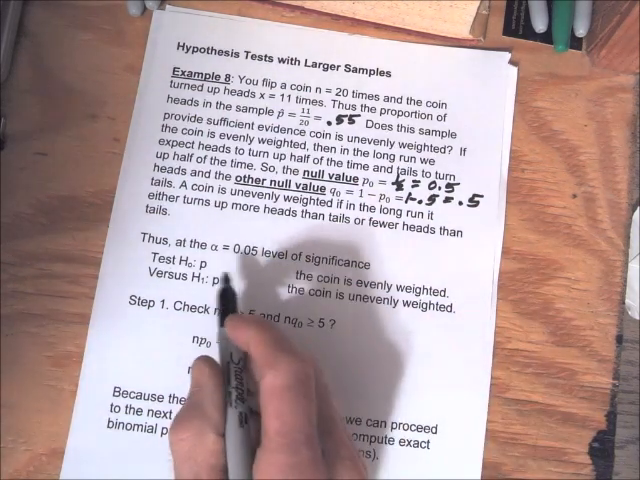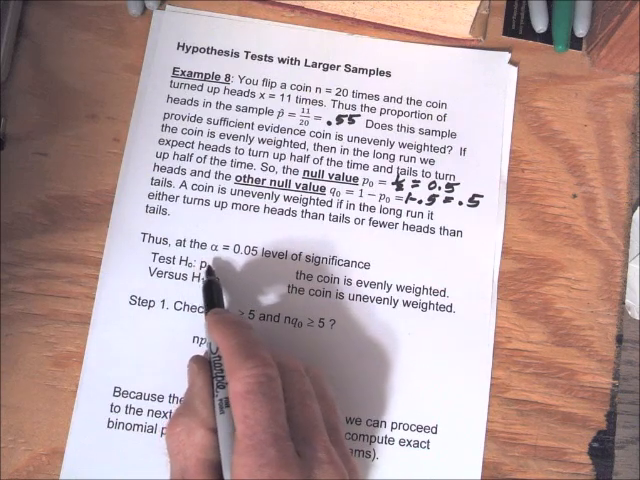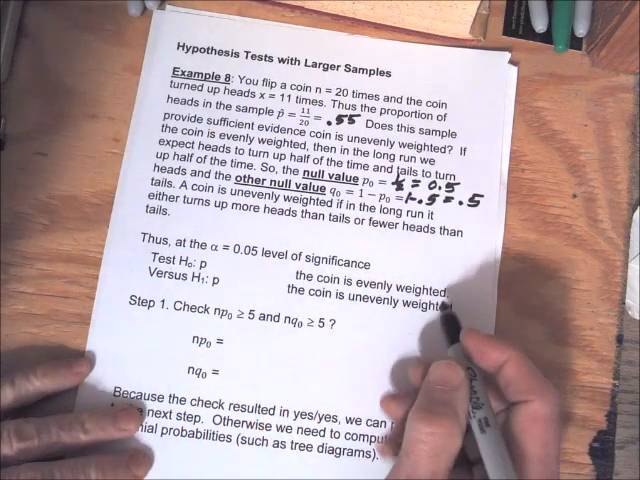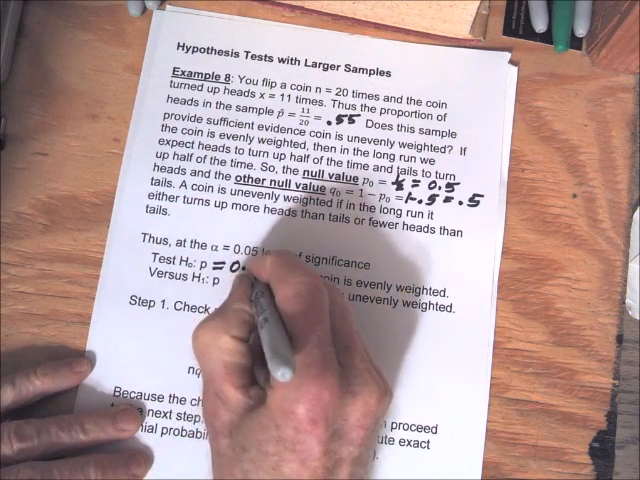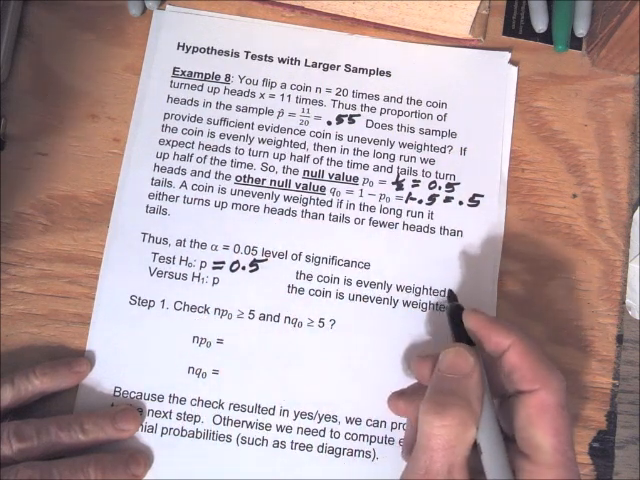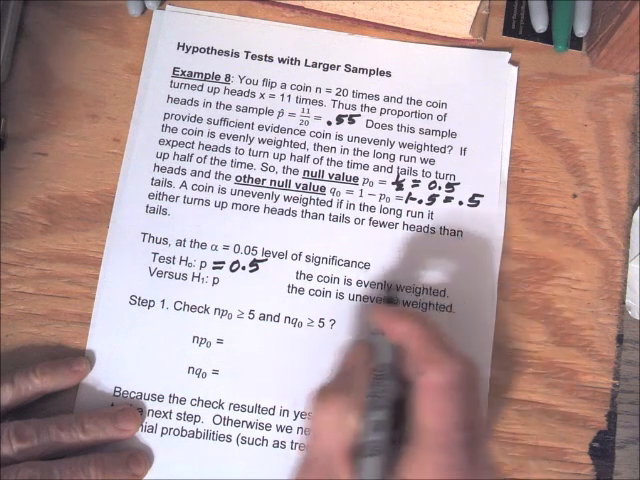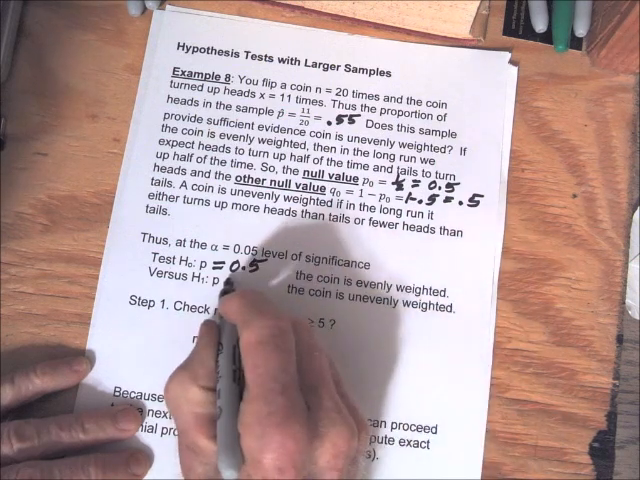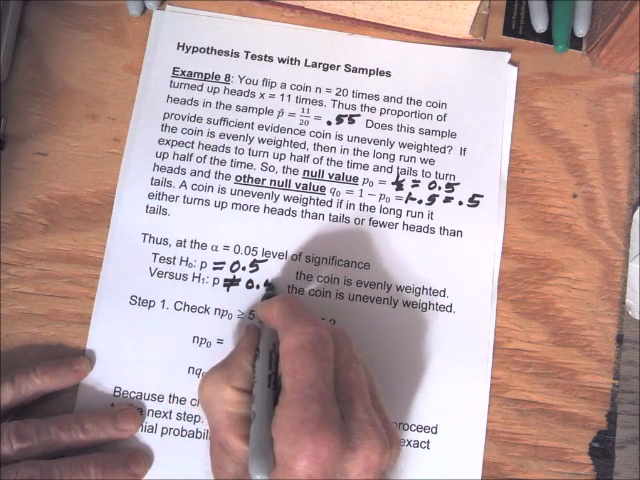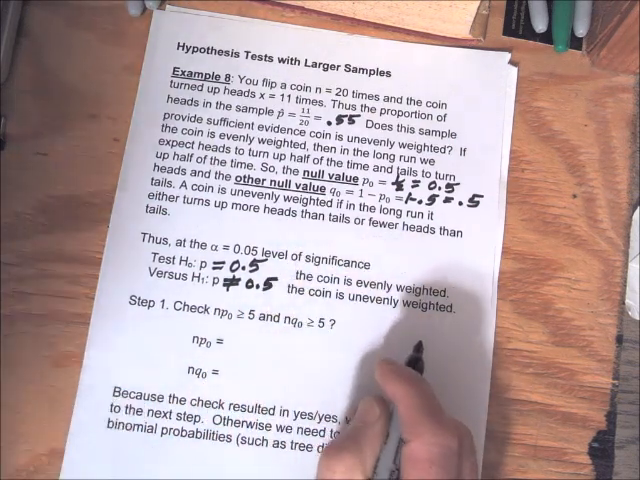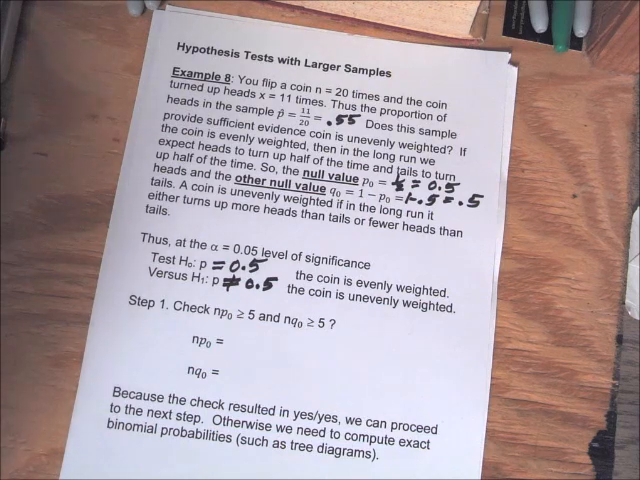We like to test hypotheses. The null hypothesis H0: if the coin is evenly weighted, we expect that P is equal to 0.5 in the long run. The proportion of heads in the long run should be 0.5, and if the coin is unevenly weighted, we'd expect the proportion of heads to be not equal to 0.5. This is a two-sided test. If there are either more heads than tails or fewer heads than tails, then we would say the coin is unevenly weighted. We'll set our significance level at 0.05.